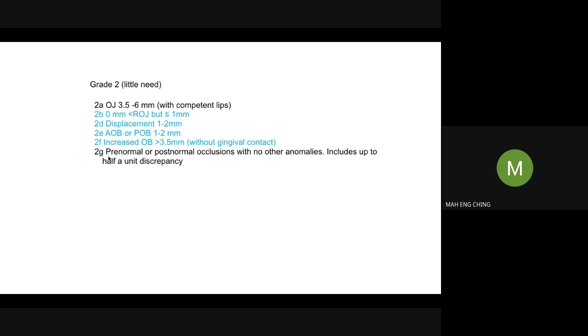Then this one is pre-normal and post-normal occlusion with no other abnormality. So this one means the patient is perfect in everything, just that the bite is not perfect. There are no full interdigitations. So I will show you some pictures later. So it includes up to half unit discrepancy.